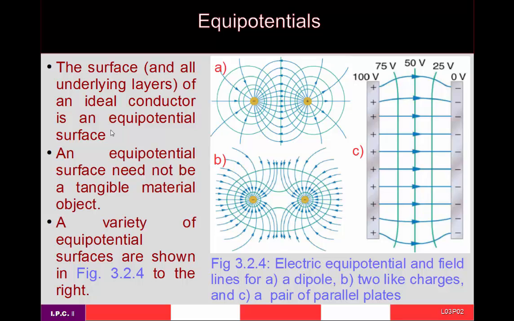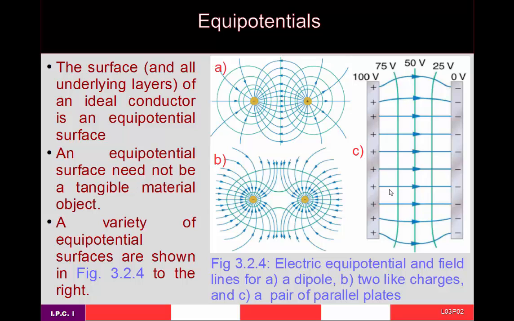Just below the surface to anywhere inside the ball has the same potential, and therefore the potential difference between any 2 points within that conductor should be zero. You don't necessarily need to have a tangible material object to create an equipotential surface.